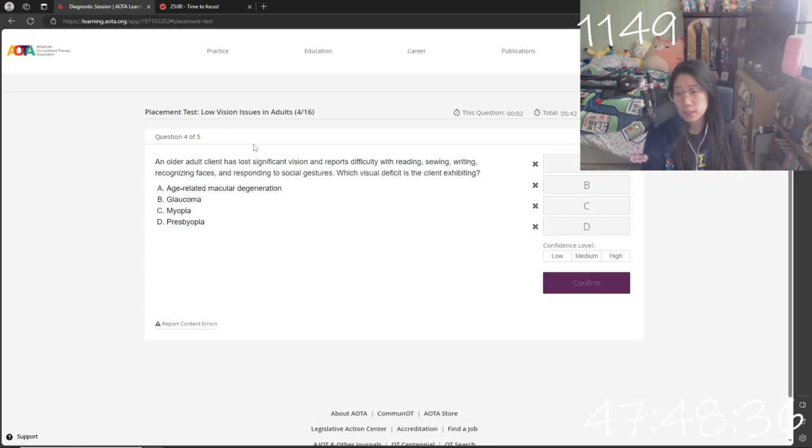An older adult client has lost significant vision and reports difficulty reading, sewing, writing, recognizing faces, and responding to social gestures. Which visual deficit is the client exhibiting? I don't know what C and D are. Myopia sounds familiar. I know I've learned it before, but I don't remember. I don't know what presbyopia is.